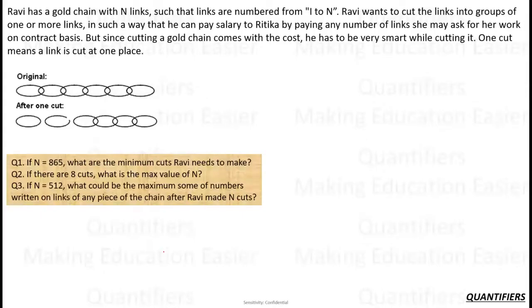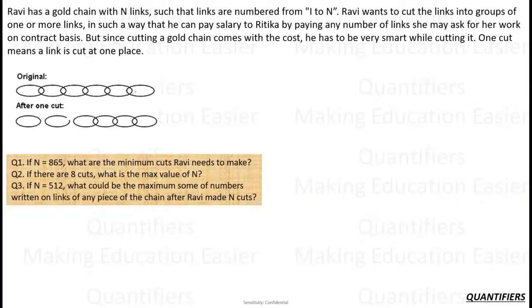Now, this is the question that we have in our plate. What does it say? It says Ravi has a gold chain with n links. So these are the links. For example, there are 6 links here. Okay. Such that they are numbered from 1 to n. Ravi wants to cut the links into groups of one or more links in such a way that he can pay salary to Ritika by paying any number of links she may ask for her work on contract basis.